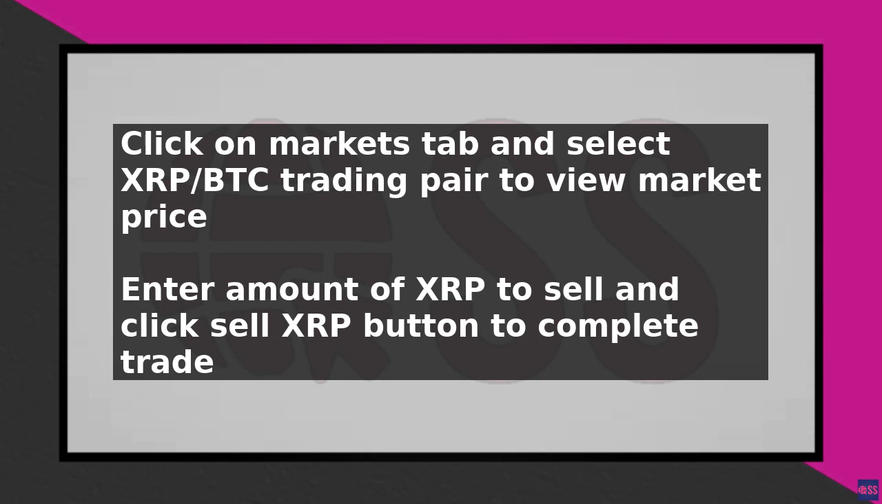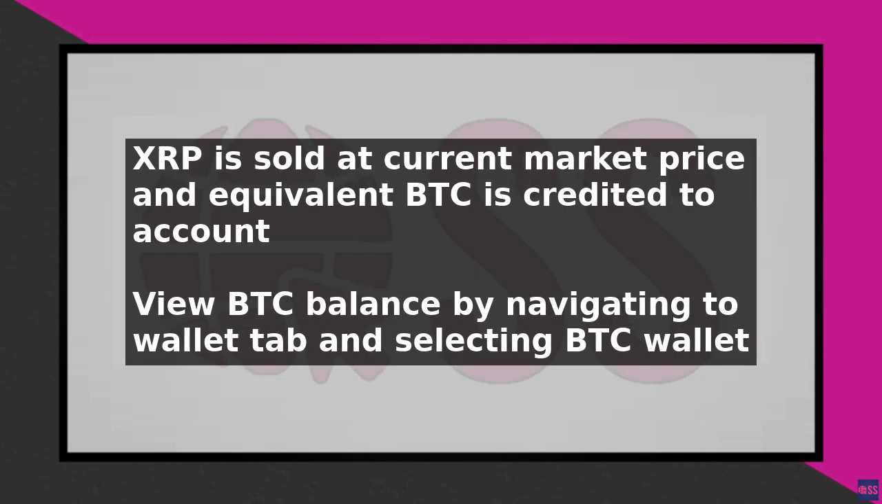In the Market tab, you will see the current market price and a box to enter the amount of XRP you want to sell. Enter the amount of XRP you want to convert to BTC and click on the Sell XRP button. Your XRP will be sold at the current market price and the equivalent amount of BTC will be credited to your account. You can view your BTC balance by navigating to the Wallet tab and selecting the BTC wallet.